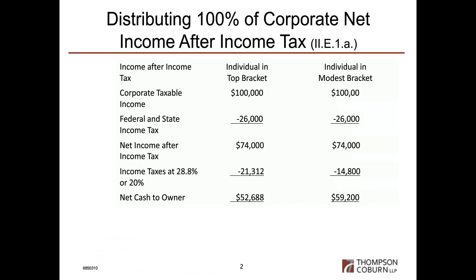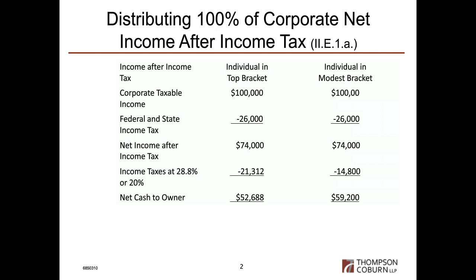Now on slide 2, we're going to talk about a corporation distributing all of its net income after income tax. So first of all, before I go through the slide, I want to explain this parenthetical in the upper right-hand corner. You'll see a reference here to Roman numeral 2E1A. Everything on the slide is explained in detail in supporting materials. And the very last slide in this presentation explains how you can get those supporting materials.